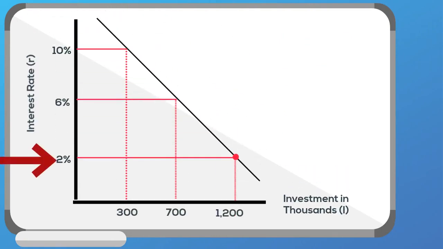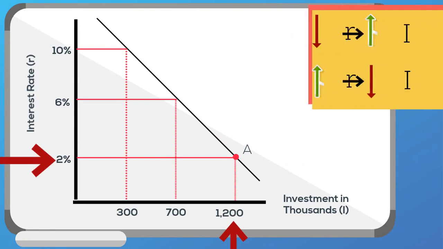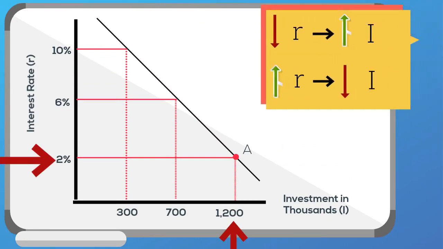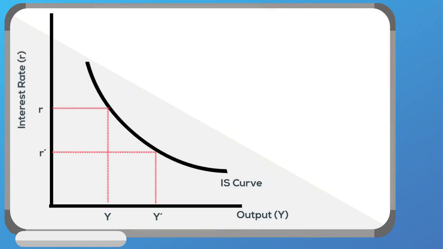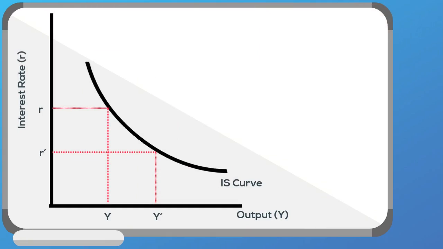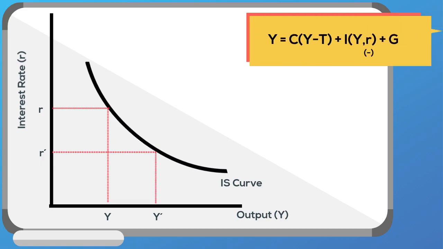If we plot the points on the graph, we notice that at low interest rate, investment will be high and vice versa. This shows us that interest rates and investment have an inverse relationship. Now, what is the relationship between interest rates and investment in a more macroeconomic perspective? Here, a graph that shows the relationship between interest rates and output. To remind us, output in the IS relation is defined as the following function.